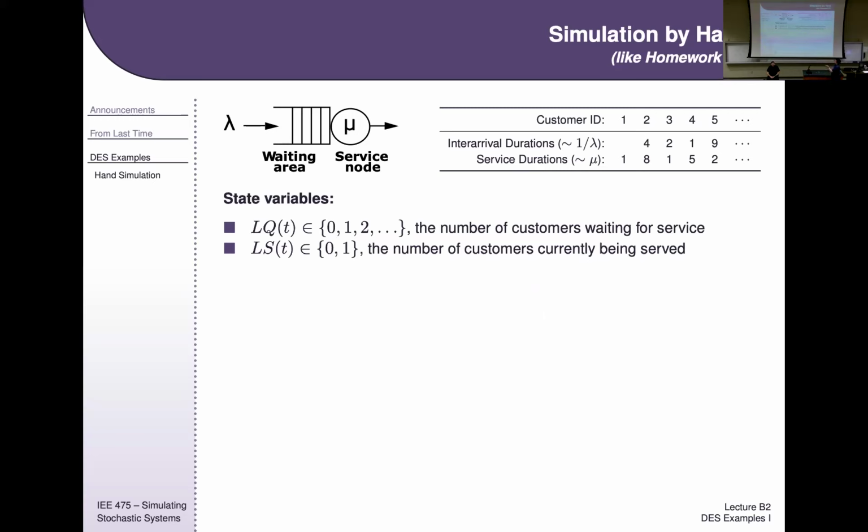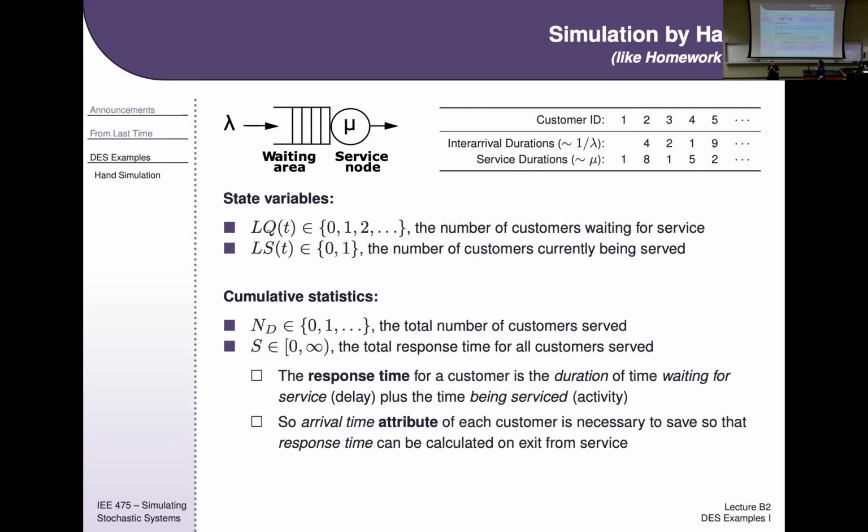Okay. There are state variables that you have to hand simulate. I already defined these earlier in the intro, talking about the homework, but just to make it clear here again, LQ at any particular time is the number of customers waiting for service. It could theoretically be anywhere from 0 to infinity, but it is going to be a whole number. LS is the number of customers in the server. There's only one server in this system, so this can only be 0 or 1. It'll never be 2 or 3. We can build a system with multiple servers, but for your homework, it's a single server node, so only one capacity.